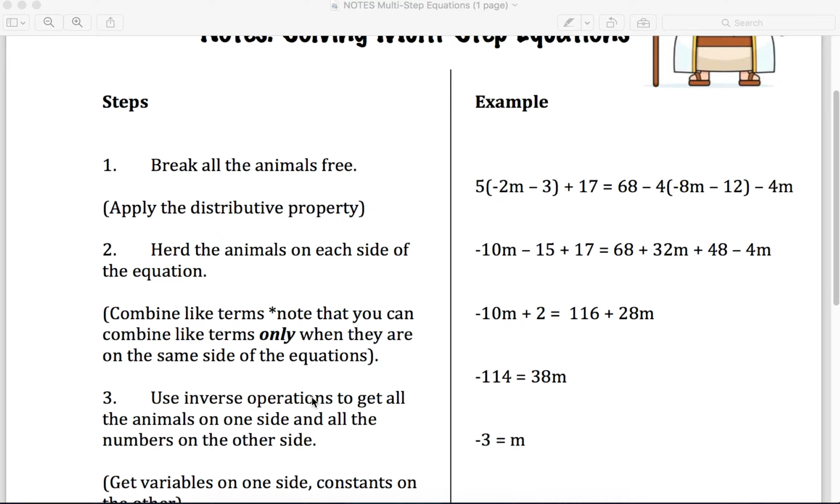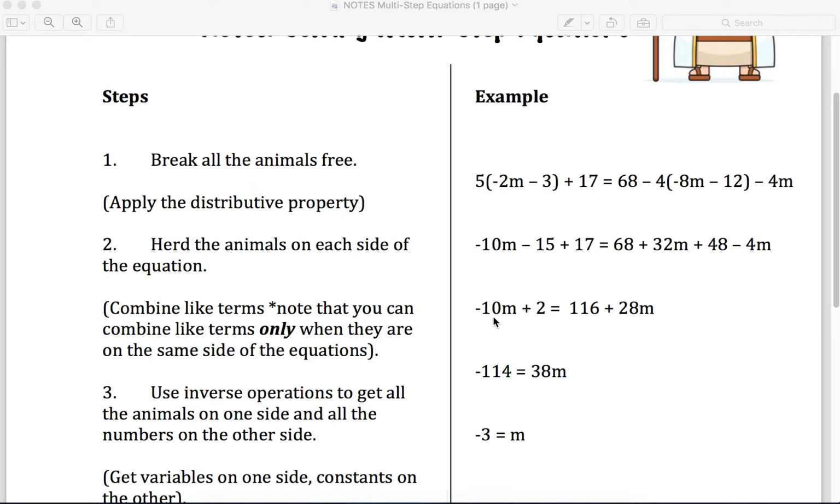Step 3. Use inverse operations to get all the animals on one side and all the numbers on the other side. So over here we have negative 10 monkeys. If I add 10 monkeys to both sides, these will cancel out because negative 10 plus 10 is 0. So we'll have no monkeys left on the left, and we'll have 38 on the right because 28 plus 10 is 38.